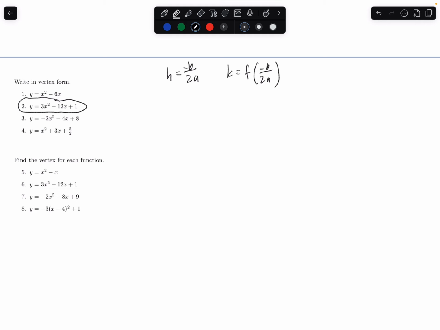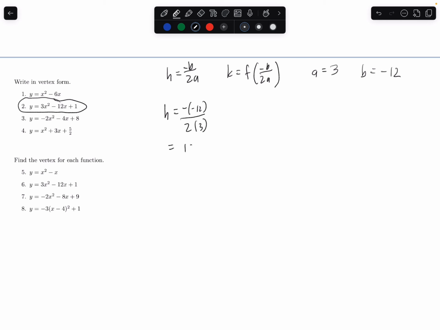Now what are my a and b in this case? a is 3, the coefficient of the x squared term, right? And b is negative 12. So h then is negative 3. Oh, I'm sorry, I had that backwards. Negative negative 12 over 2 times 3.